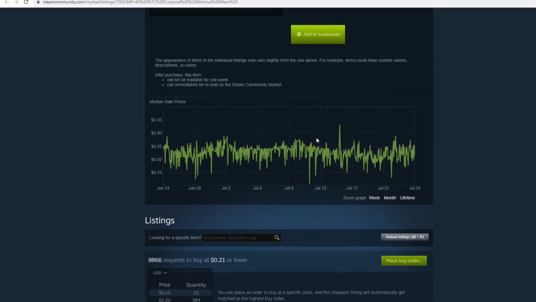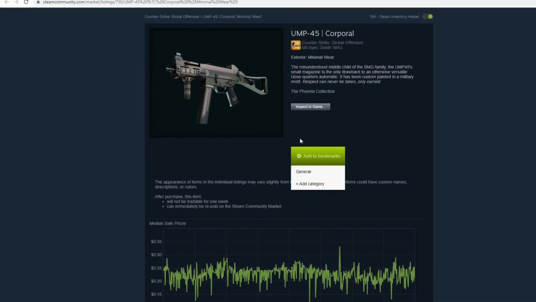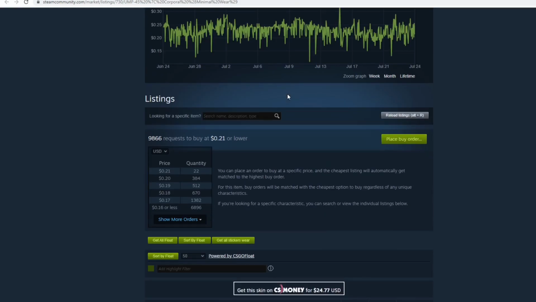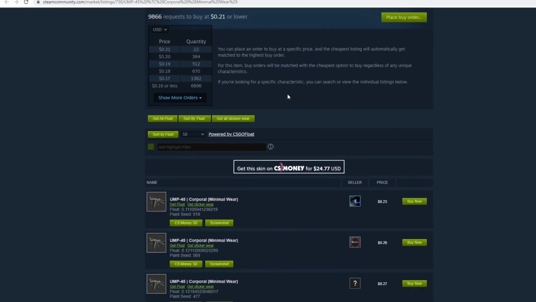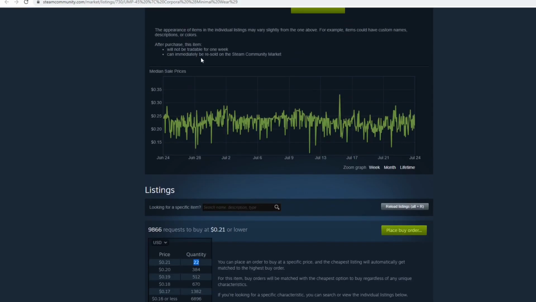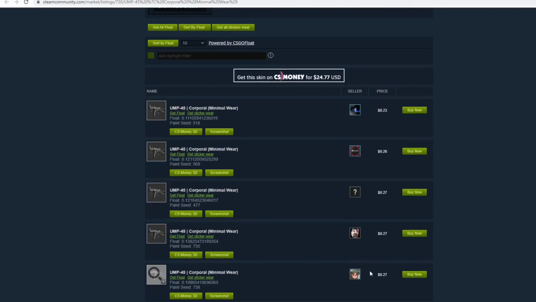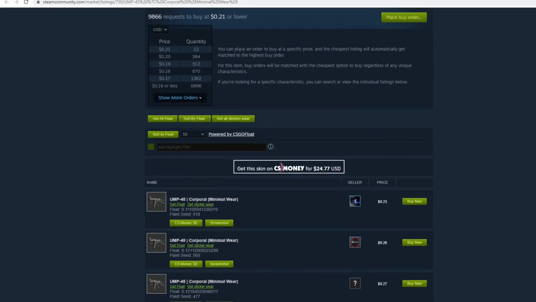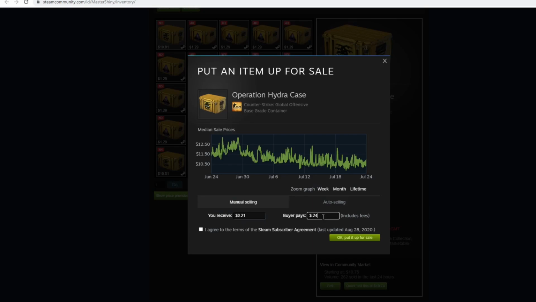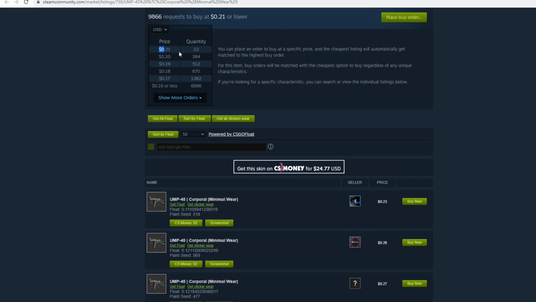Next up here, we've got a pretty big one. This one is really good. It's the UMP 45 Corporal minimal wear from the Phoenix collection, and this one's got a lot of profit potential on it. You can throw up a buy order for 21 cents, only 22 currently out there. Those will be going pretty quickly, and you can come down here and it's selling for 27 cents. This is an absolutely insane amount because you can sell for 26 cents, and if we come over to our calculator, if we see the buyer's paying 26 cents, we're going to be making 23 cents. We put a buy order up for 21 cents. That's 2 cents per, and that's going to be some really easy, painless profit as long as you're just not really consistently focusing on this.